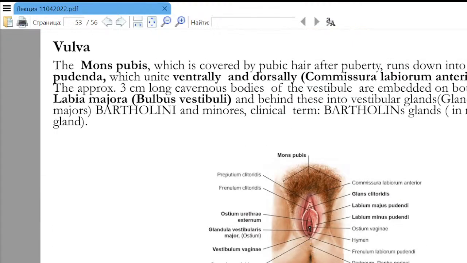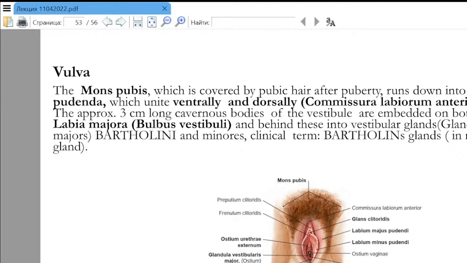Vulva. The mons pubis, which is covered by pubic hair after puberty, runs down into the labia majora pudenda, which unite ventrally and dorsally, commissura labiorum anterior and posterior.